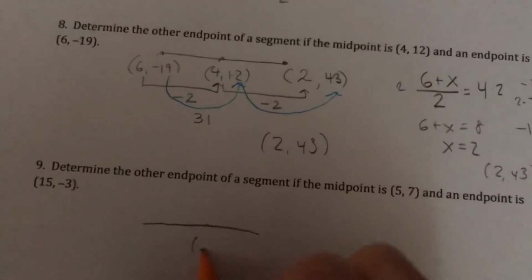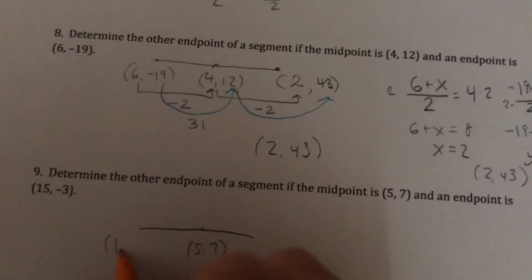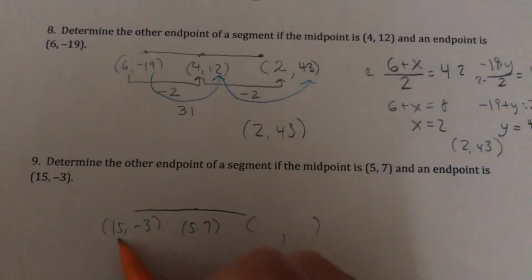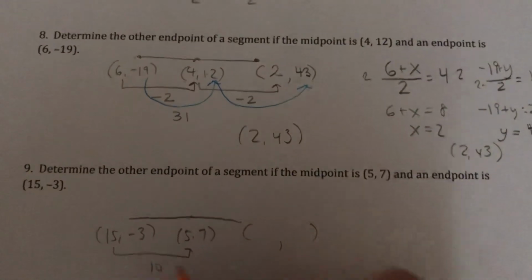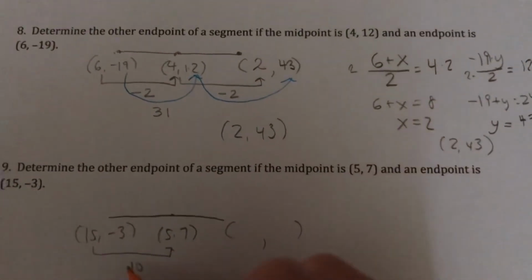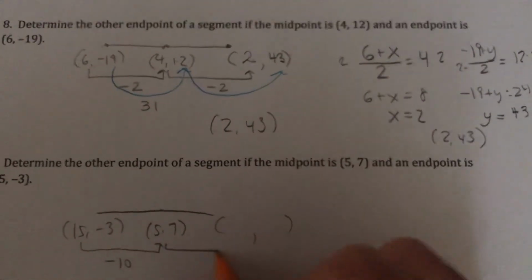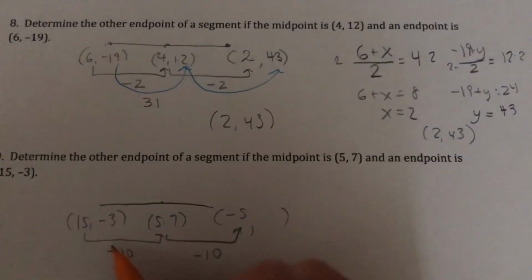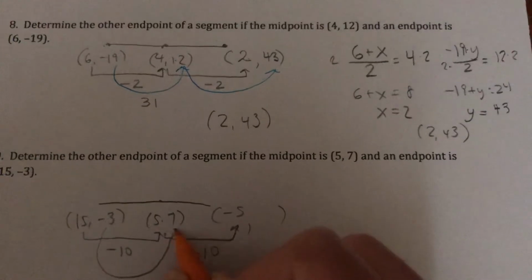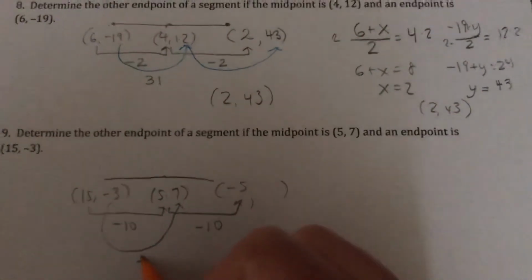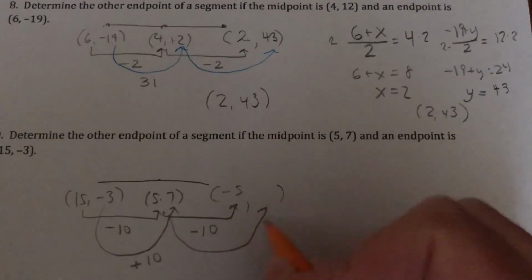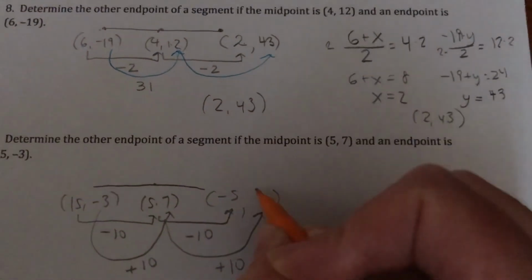So if we do that method that I showed you using the picture, we have (5, 7). We have (15, -3), and we're looking for this coordinate here. So what did we do? We subtracted 10. So 5 minus 10, we just put the minus there, is -5. Then here, from -3 to 7, I added 10. So if I add 10 to 7, I now have 17.